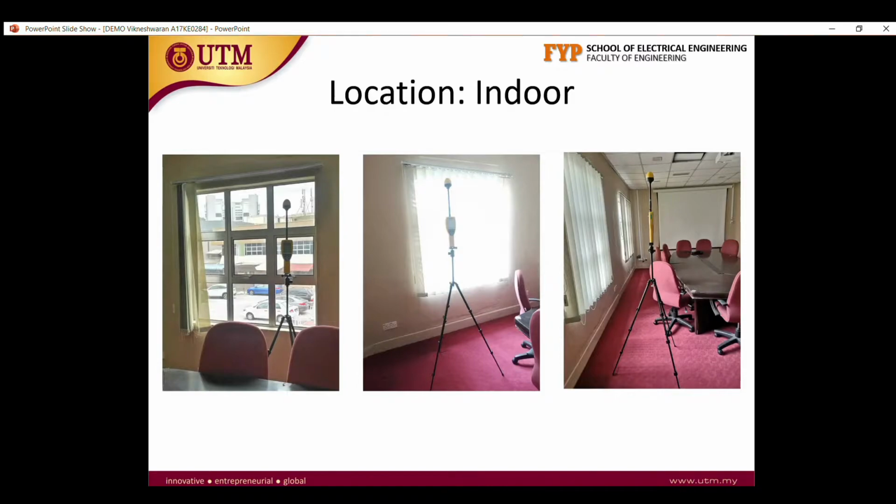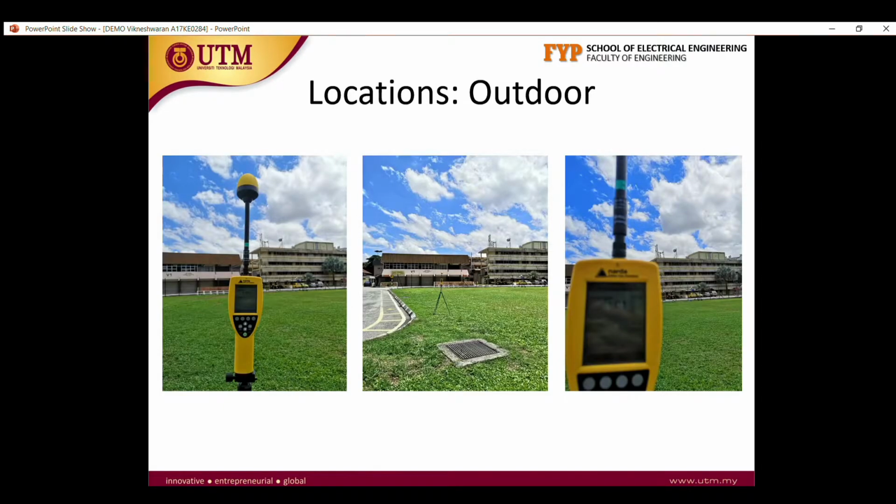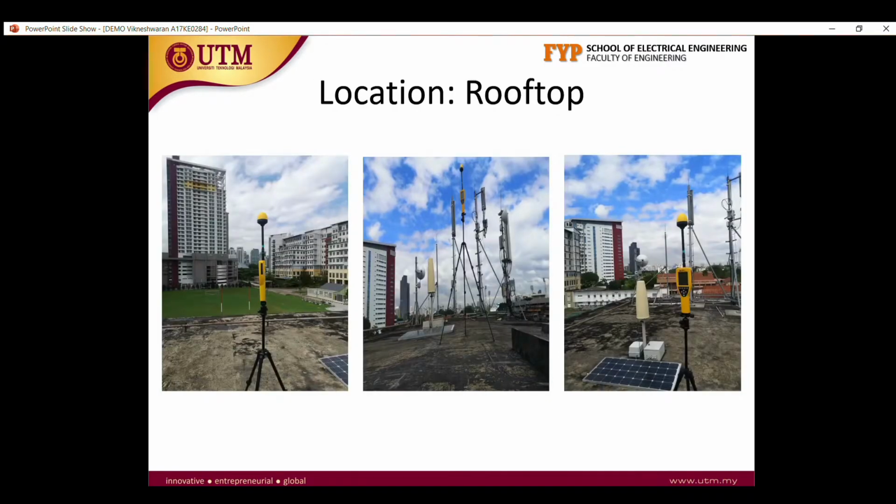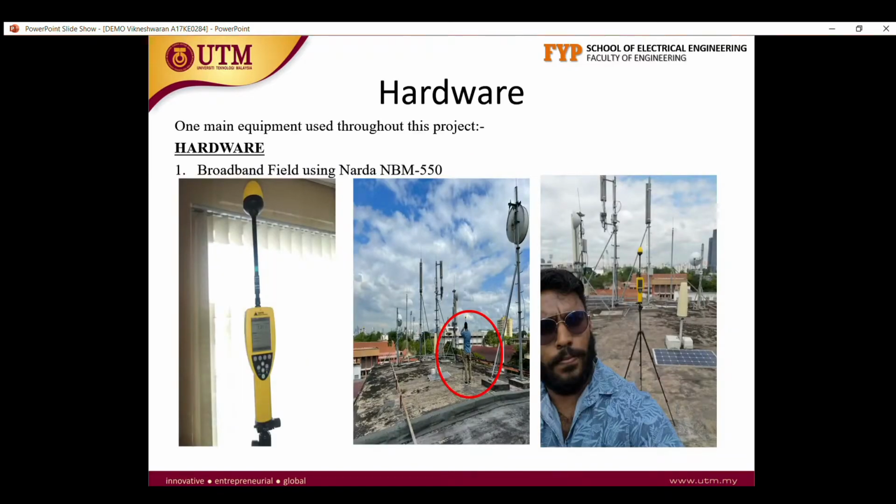Firstly, a room from WCC KL was chosen as the indoor location, with the base station visible from the window. Then, for the outdoor location, a spot from the field was chosen with the base station visible. And lastly, the rooftop of block V in UTM KL near the base station was chosen as the rooftop measuring spot.